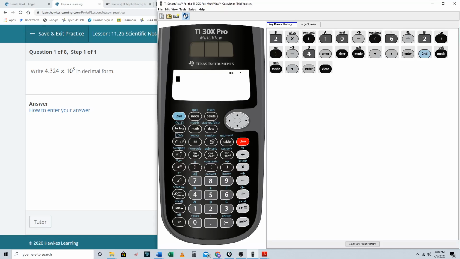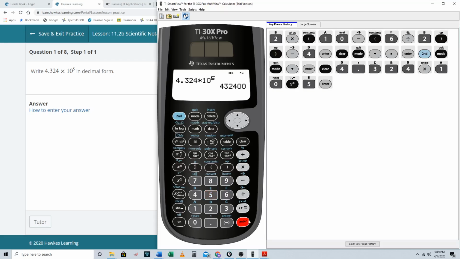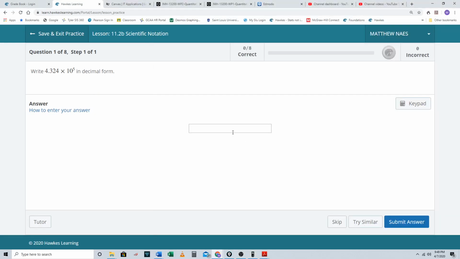If you want decimal form, you just type in your calculator 4.324 times 10. Now you may notice that it has an exponent. Exponents are right here, x with a box, and you see it shows up as an exponent, 5. Press enter, and there it is in decimal form, 43240, I think. 2 zeros, yeah. Decimal form again is the same thing, so I'm going to skip that one.